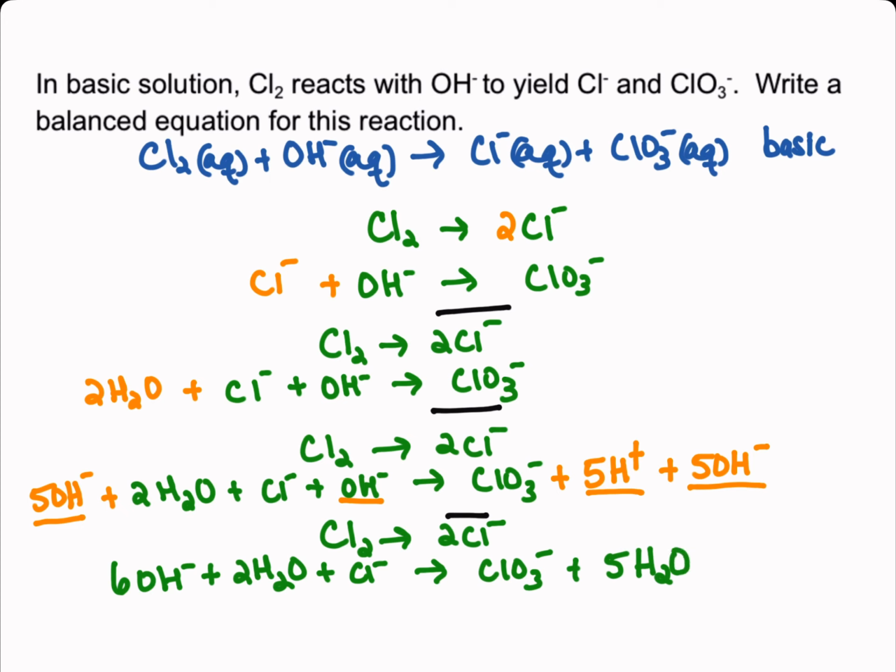Now I want to go ahead and look at my charges. I have a total of 0 charge on the left and a -2 on the right in my first half reaction. So I'm going to have to add 2 electrons. And let's take a look at my second half reaction. I have a total of -7 on the left versus -1 on the right. So I'm going to have to add 6 electrons on the right there. Let's go ahead and clean this up.